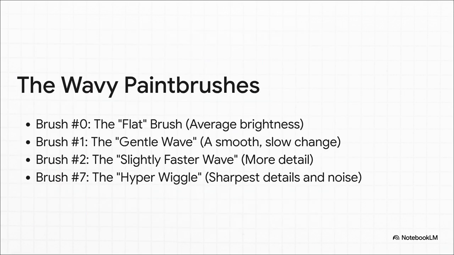Yet. So how does it sort? Well, you can imagine it's trying to paint the block using a set of special, wavy paintbrushes. The DCT's job is to figure out how much paint it needs from each brush. Brush 0 is just a flat color for the average brightness. Others add gentle waves for smooth gradients, all the way up to hyperwiggles for the sharpest, tiniest details.